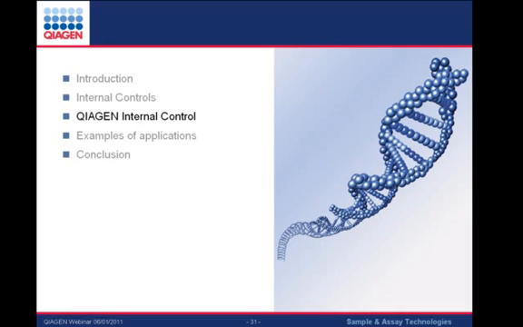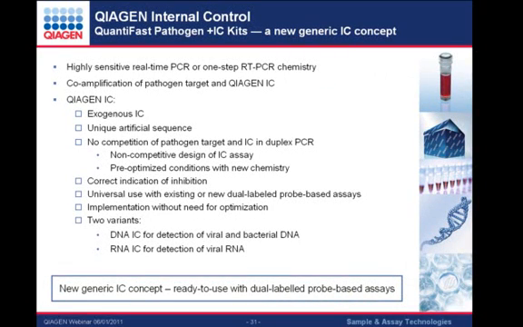So all these points we had in mind when we developed the new QIAGEN internal control system, which I would now like to introduce to you. The new QIAGEN internal control concept is based on a highly sensitive real-time PCR chemistry for either PCR or one-step RT-PCR pathogen identification. The pathogen target is co-amplified with the QIAGEN internal control for verification of negative results. And the internal control concept is generic for universal use with various pathogen assays.